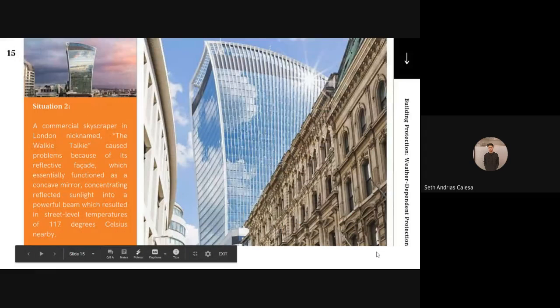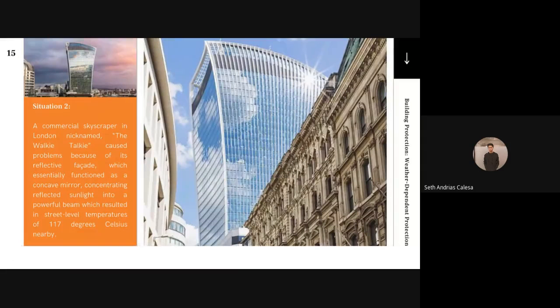Next slide. We have situation two. A commercial skyscraper in London, nicknamed the Walkie-Talkie, caused problems because of its reflective facade, which essentially functioned as a concave mirror, concentrating reflected sunlight into a powerful beam, which resulted in street-level temperatures of 117 degrees Celsius nearby.